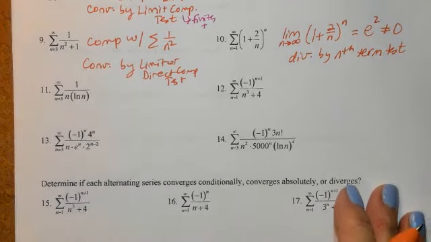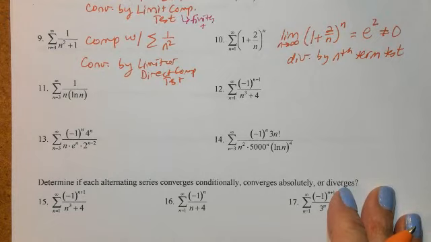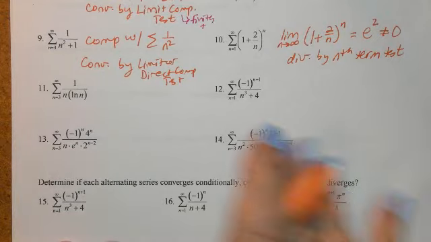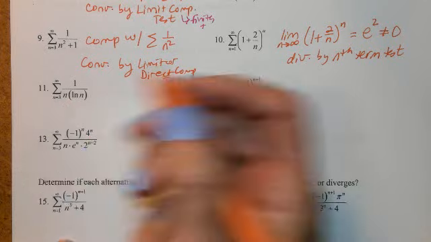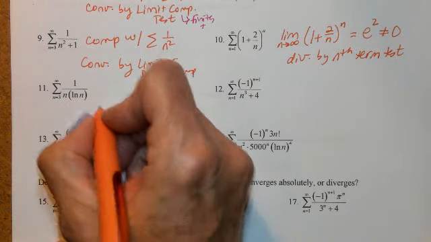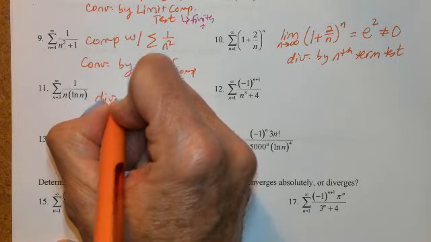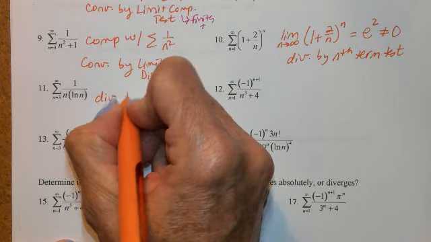What would you use in number 11? I would use the integral test. Again, I see an ln of n and I see a 1 over n, so integral test. This will end up diverging by integral test.